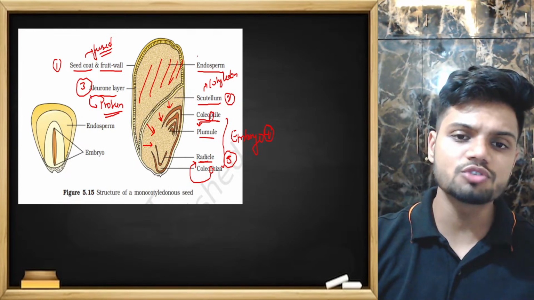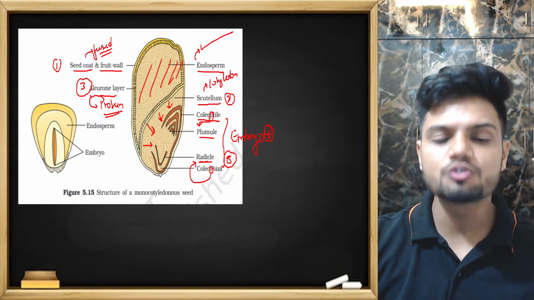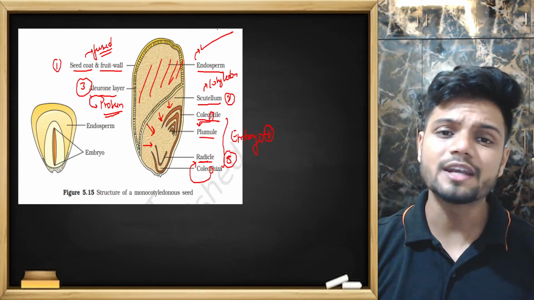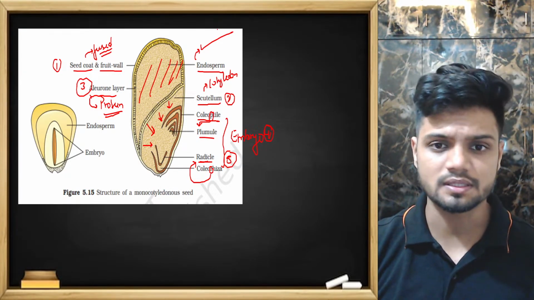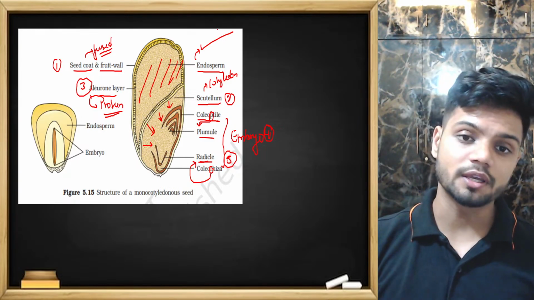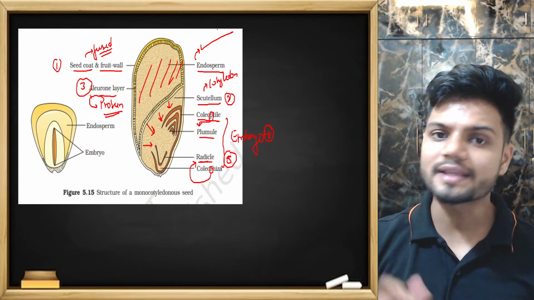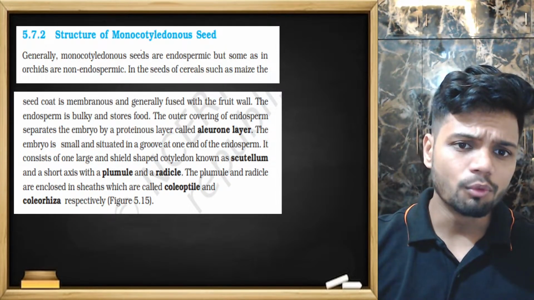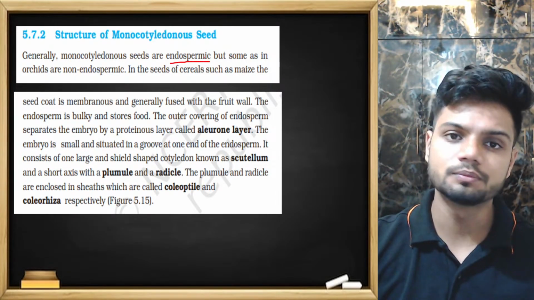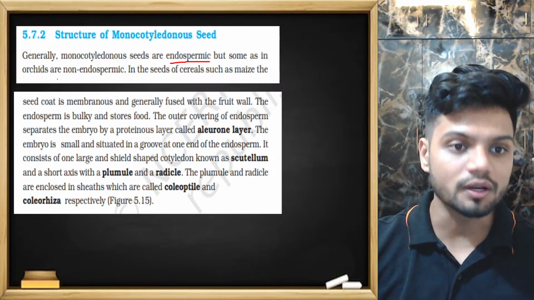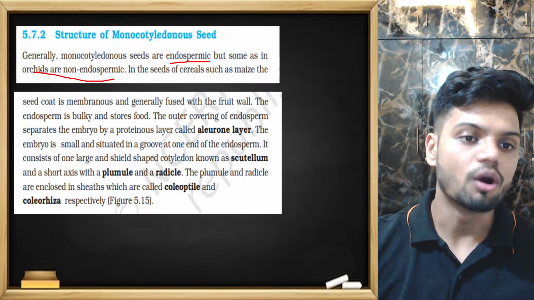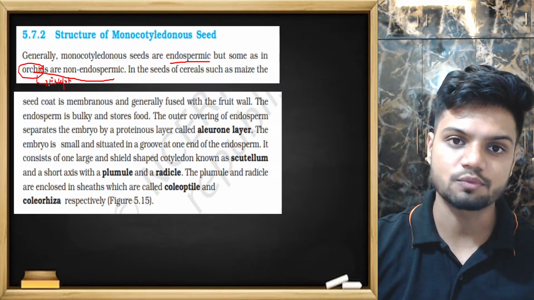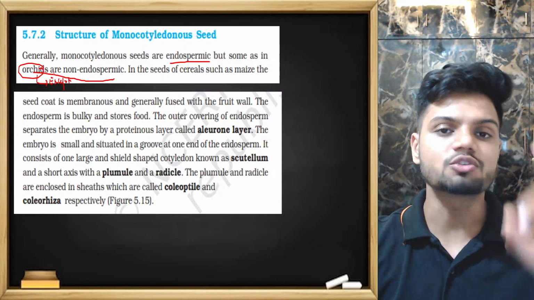Usually, students, endosperm is present in the case of monocots. These are endospermic seeds. But there is an exception again: orchids. Generally, monocot seeds are endospermic, but some, as in orchids, are non-endospermic. Orchid is an exception here. In examinations, they will ask you exception examples.